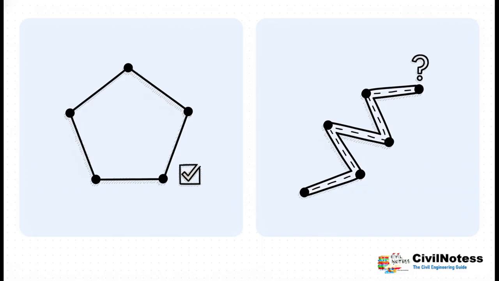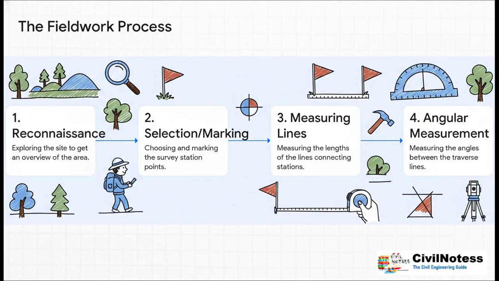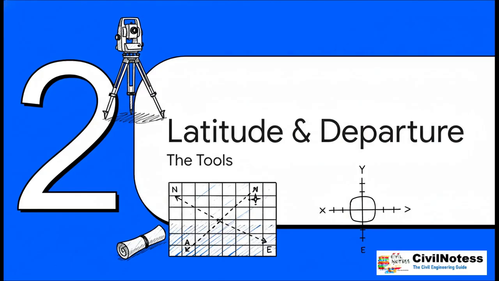So before we can even think about doing any math, the real work happens out in the field. It breaks down into 4 main steps. First, you explore the site. Then you pick out your survey stations and mark them. After that, you start measuring the actual lines connecting them. And finally, you have to record the angles between those lines. It's all about gathering that raw data, the lengths and the directions, because that's the foundation for everything else we're about to do.